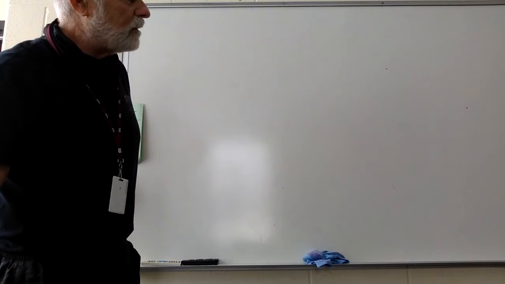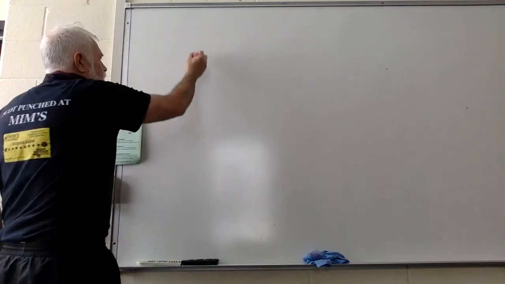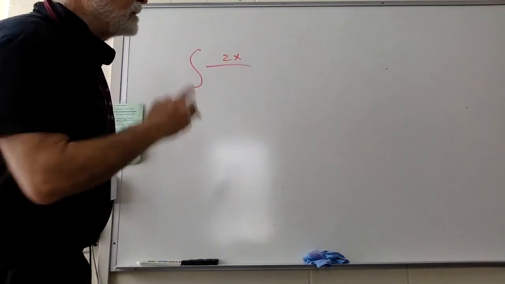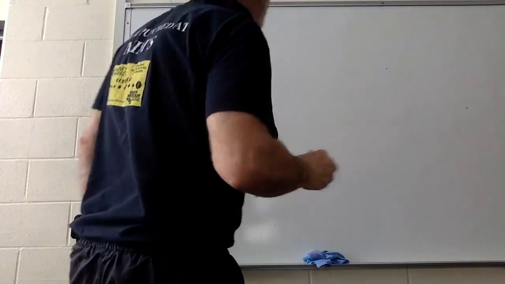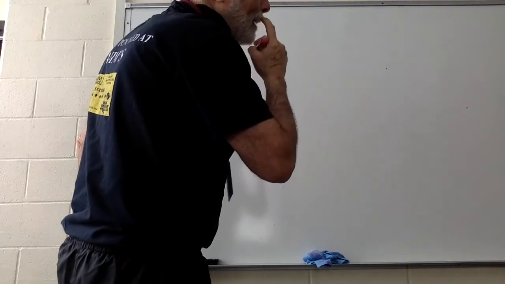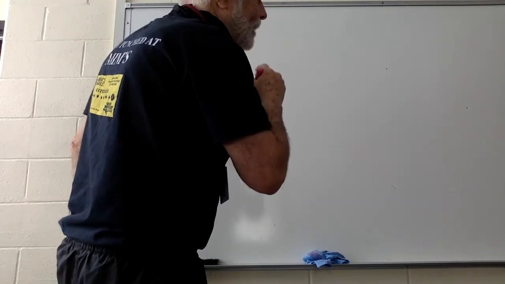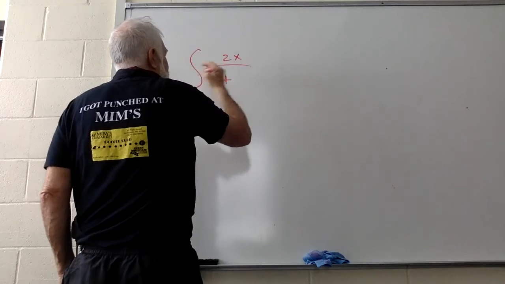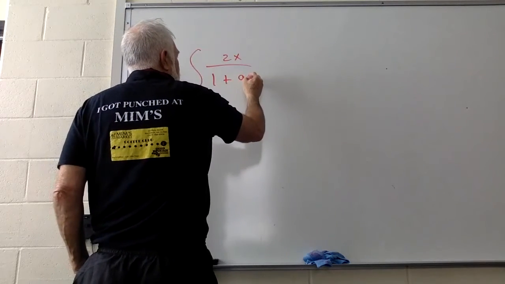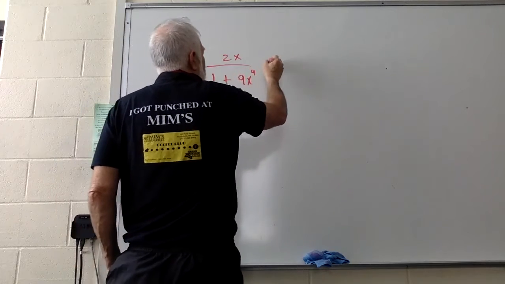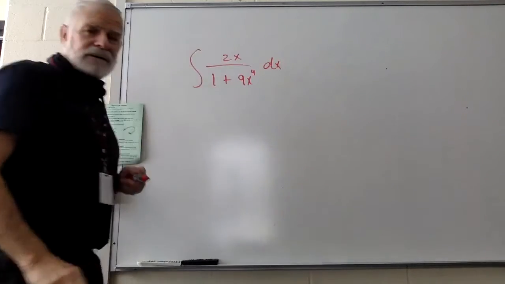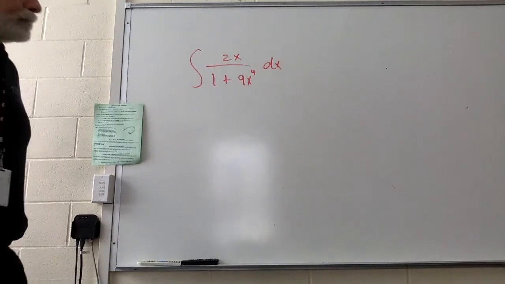All right, so next question. Can you integrate 2x over 1 plus 9x squared dx? No, that's not what I want. 1 plus 9x to the 4th. That's what I wanted. And that's what I think I wrote, but I can't see it from here. All right, so pause the video, give it a go.